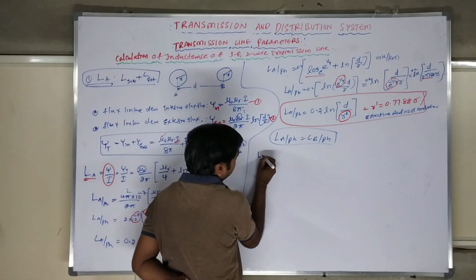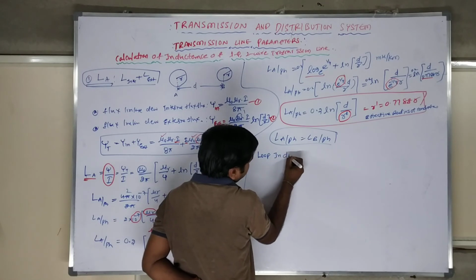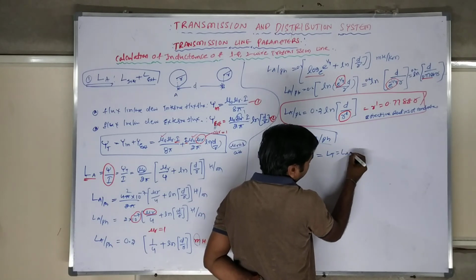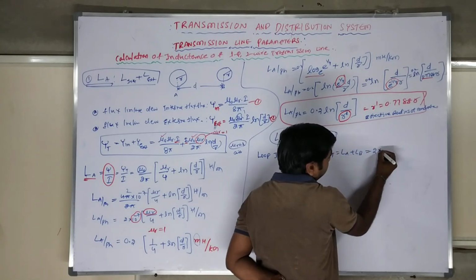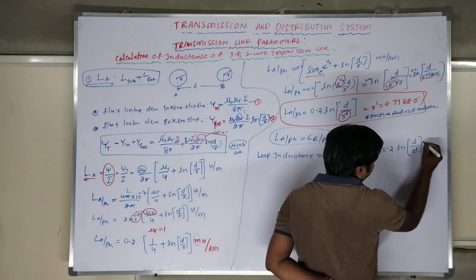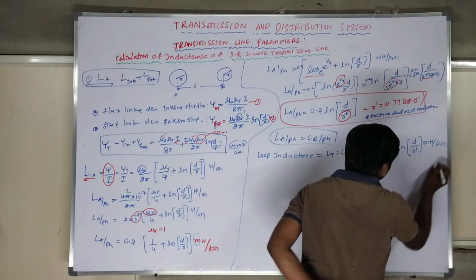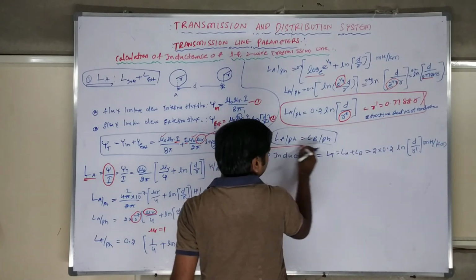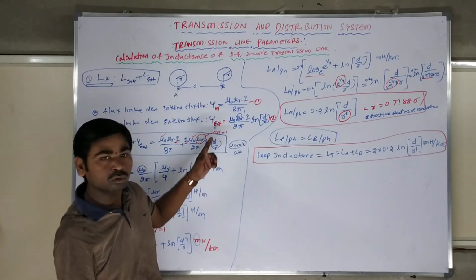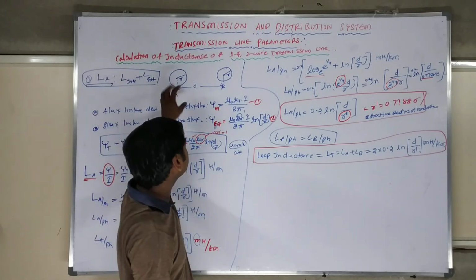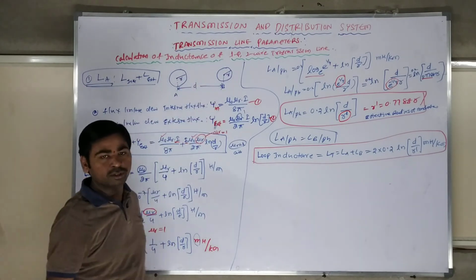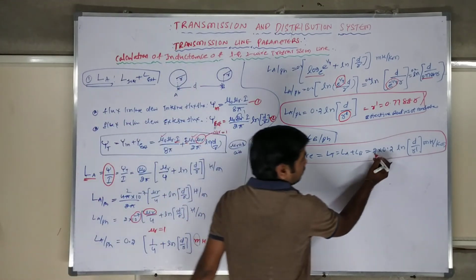Therefore, loop inductance L total is equal to LA plus LB, which is 2 times 0.2 into Ln into d by r dash millihenry per kilometer. This is the loop inductance per phase. So this is the loop inductance of a two-wire single phase transmission line, because LA and LB both have self and external terms. That's why it is 2 times 0.2.